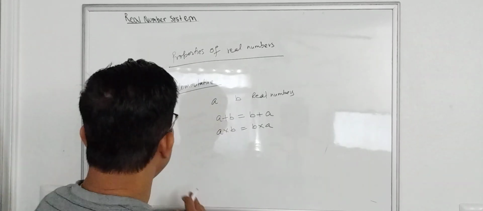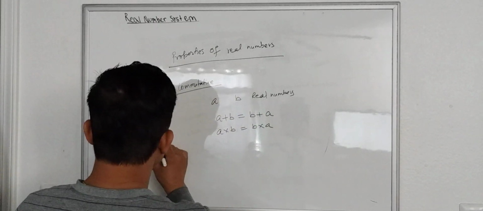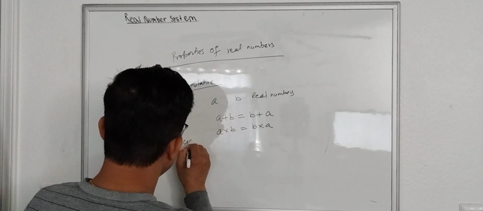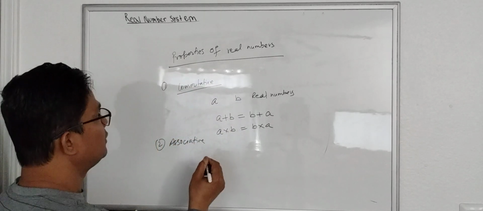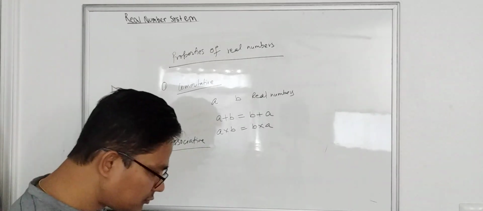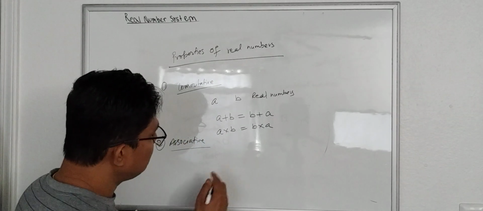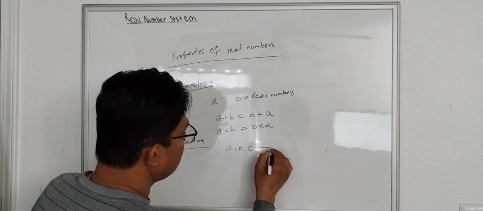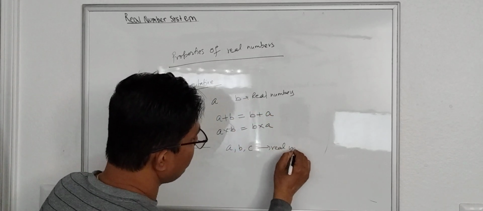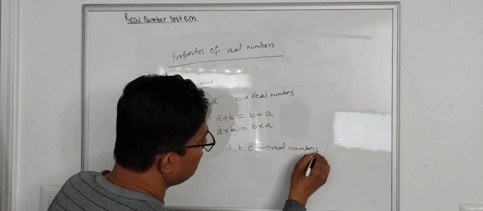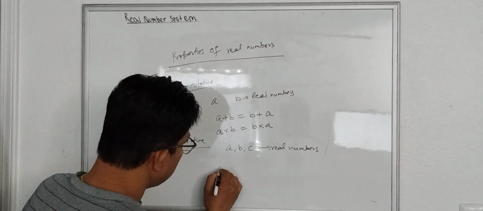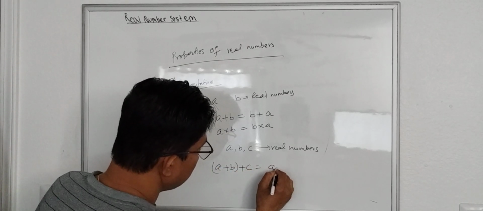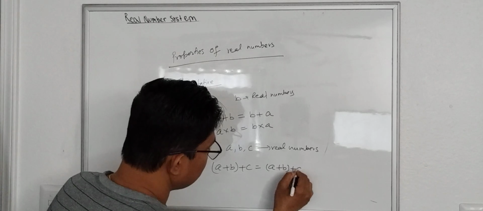It's a very simple property. And number two is associative. Okay, associative property. So it says if you have, let's say, three real numbers A, B, C, then you can say A plus B plus C is equal to A plus B plus C.